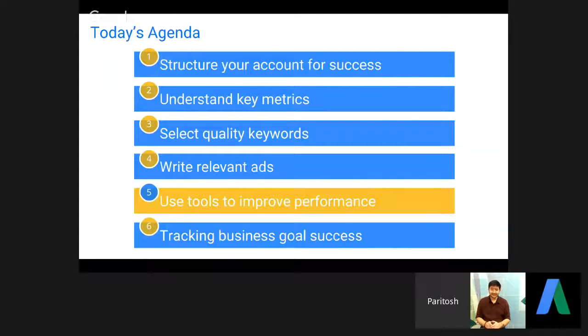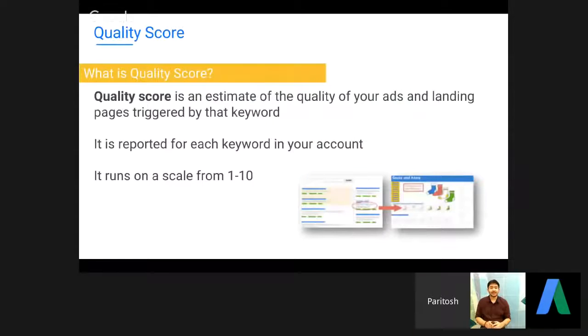Okay, now we'll move on to the 5th step, which is using tools to improve performance. This is very important because we need to not only run our AdWords account and structure it well, but we also need to look at a couple of things to ensure that our performance is up to the mark or up to a certain standard.